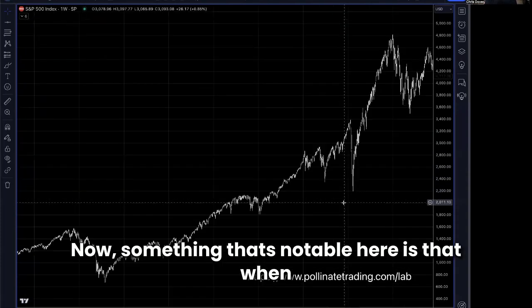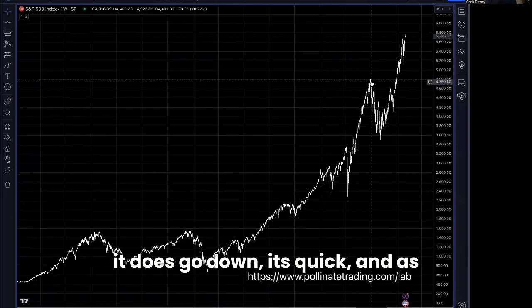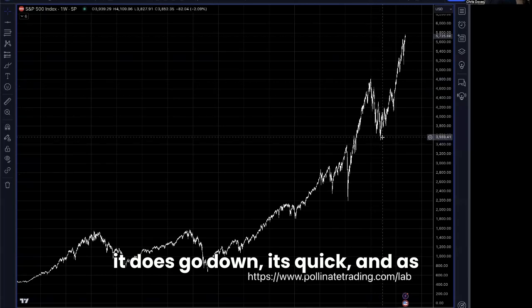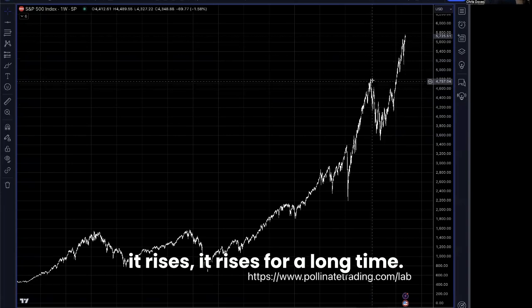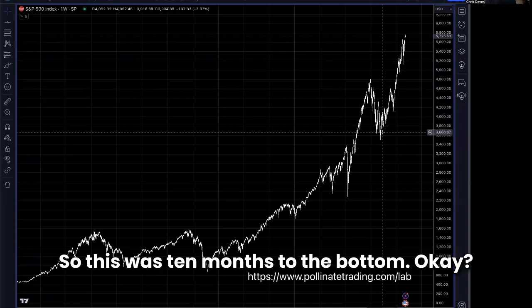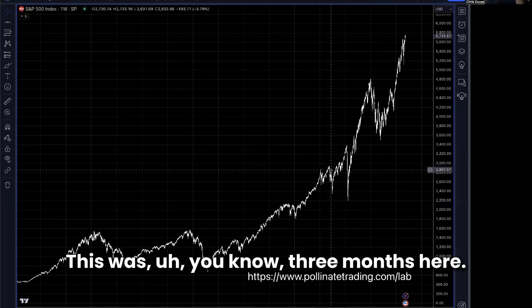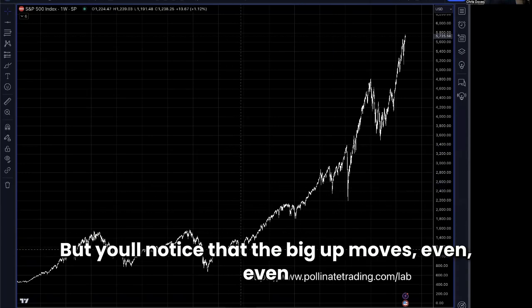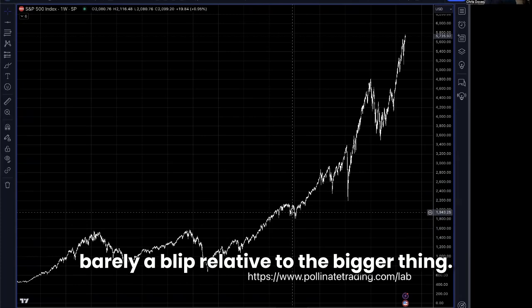Now, something that's notable here is that when it does go down, it's quick, and it rises for a long time. So this was 10 months to the bottom. Okay, this was 1 month. This one here, 1 month. This was 3 months here. But you'll notice that the big up moves, even the things that felt horrible at the time, are just barely a blip relative to the bigger thing.